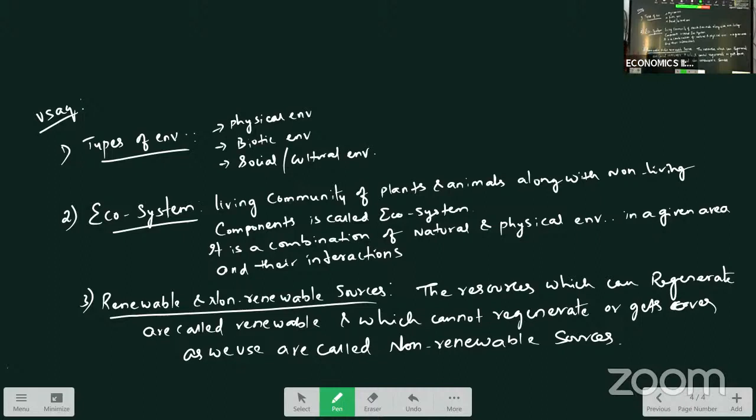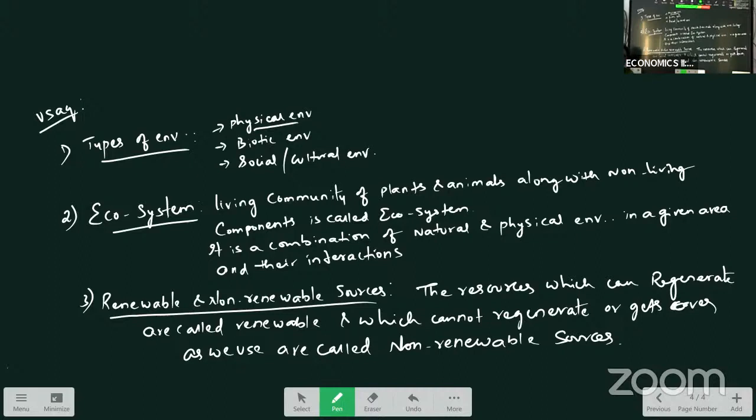you have physical environment. Physical environment is nothing but the things around living organisms on the earth's surface, like land, water, air, sunlight, and all. It is also known as abiotic environment and natural environment. It includes non-living or physical things like land, water, air, and atmosphere, which have an effect on living organisms.